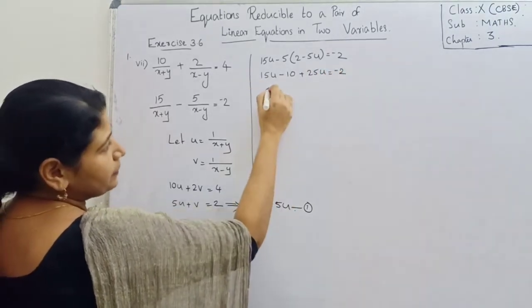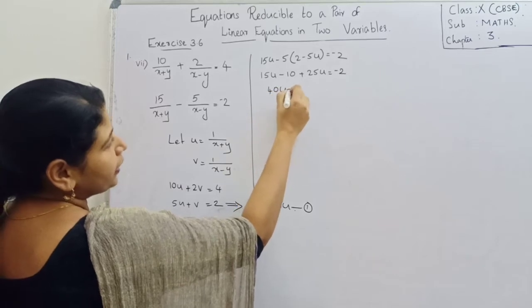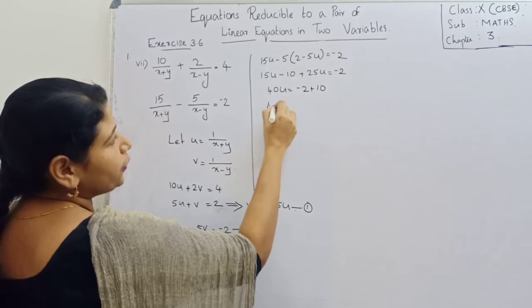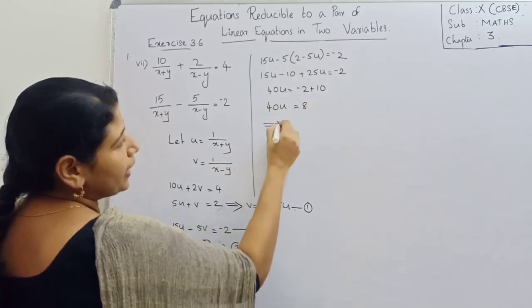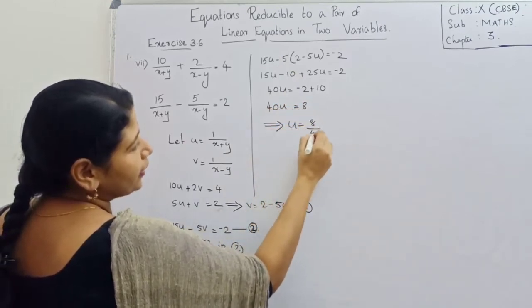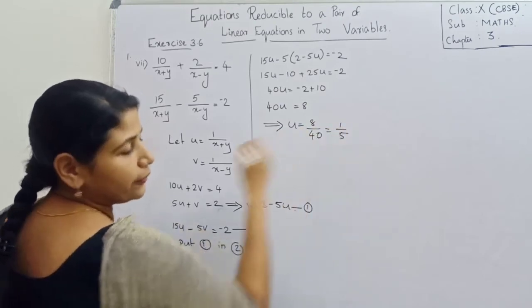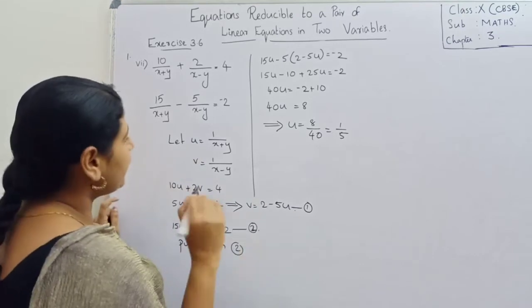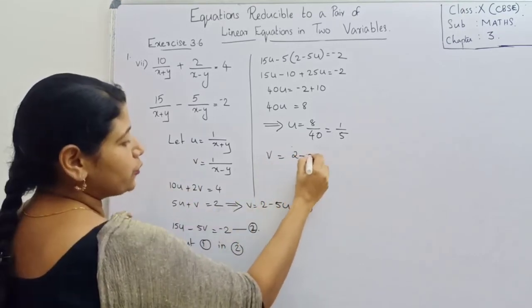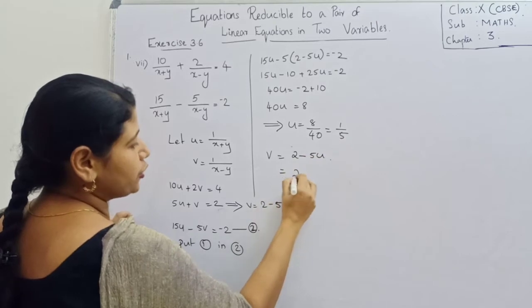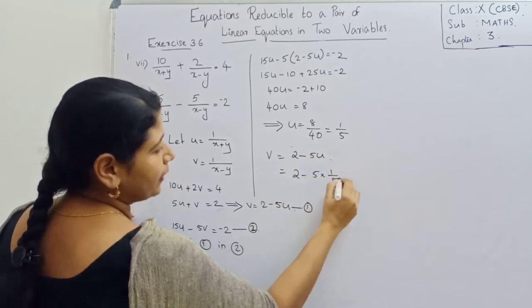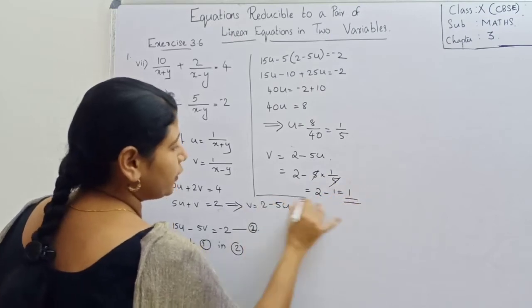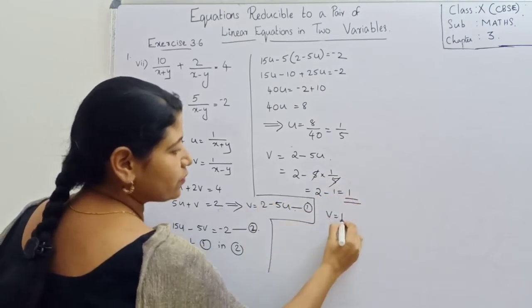15 plus 25 is 40u equal to negative 2. This minus 10 will become plus 10. So 40u equal to 8, which implies u equal to 8 by 40, which is equal to 1 by 5. So we got u as 1 by 5. Then what about v? v is 2 minus 5u. We can write 2 minus 5 into 1 by 5. You can cancel these two 5s. You will get 2 minus 1, which is equal to 1. So we got v as 1.